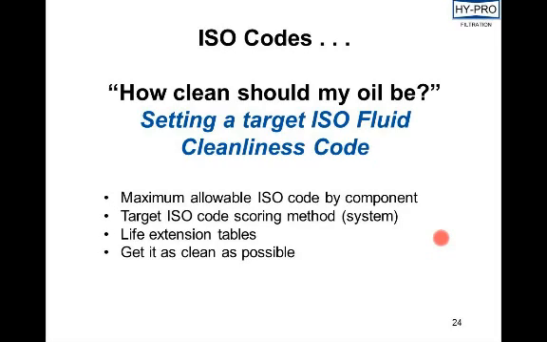We can also use bearing and component life extension tables where we can track, let's say we drop the ISO code from a 20-17-16 down to a 14-12-9. That would have a profound effect on bearing or component life. Could be 3 to 4 times.